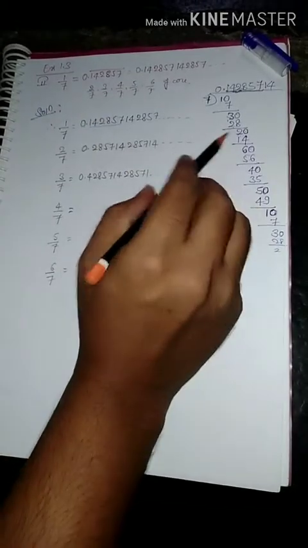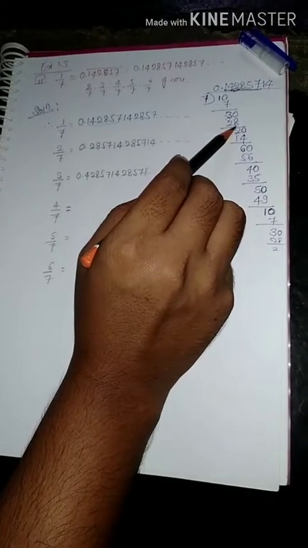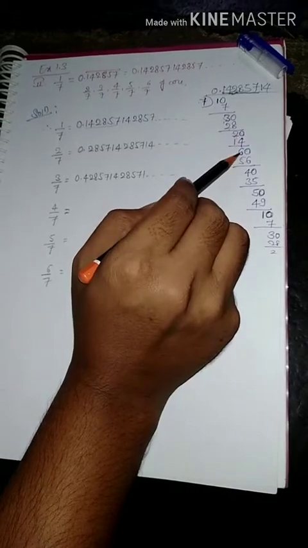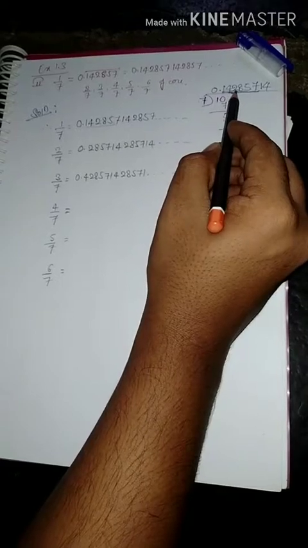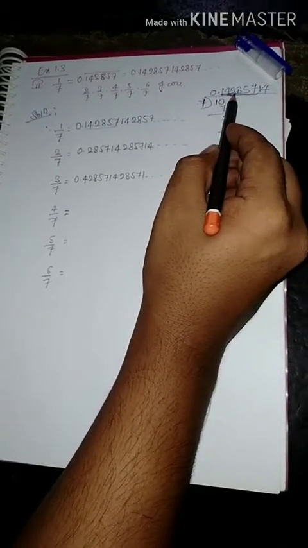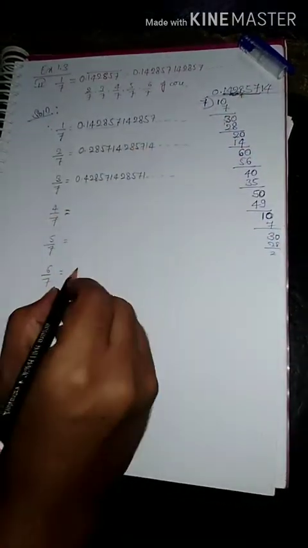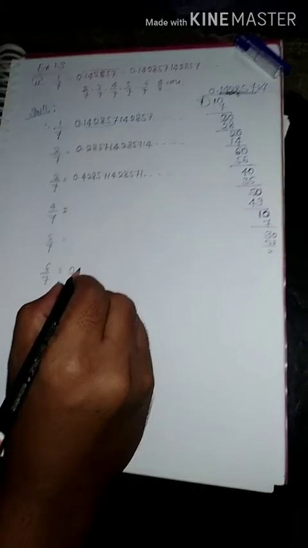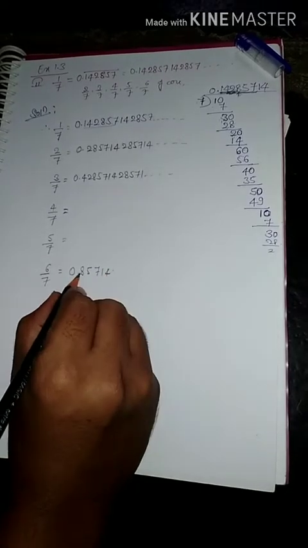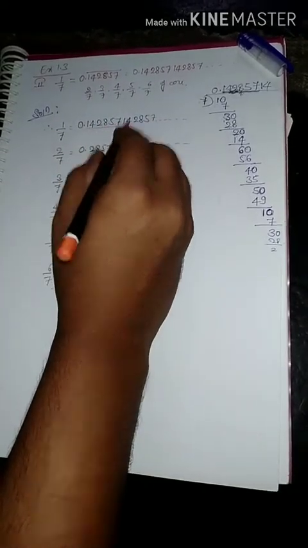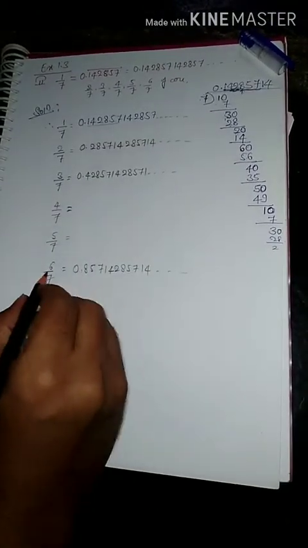Then next 6 by 7. See here students, first division 3 is remainder, second division 2 is remainder, third division 6 is remainder. So third division it is 6. So here we can leave the first 3 quotients, 1, 2, 3. Don't consider three quotients. So start from the fourth quotient, that is 0.857142, 857142 and so on is the quotient of 6 by 7.